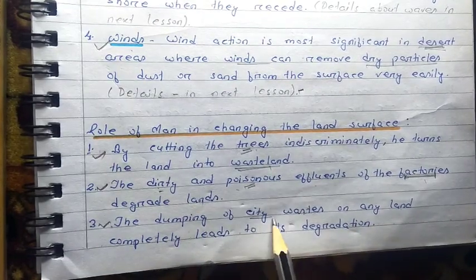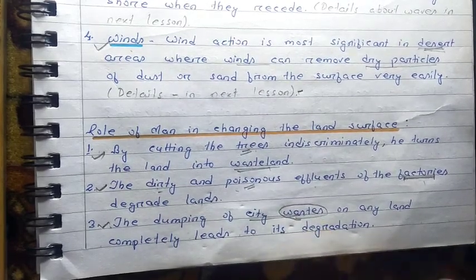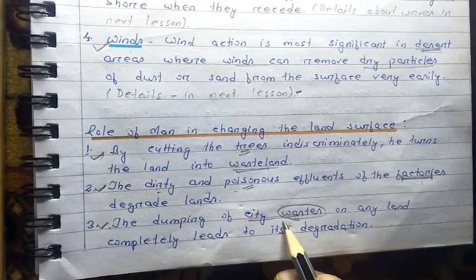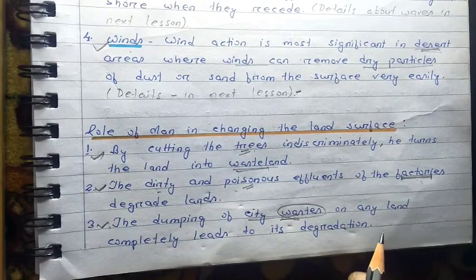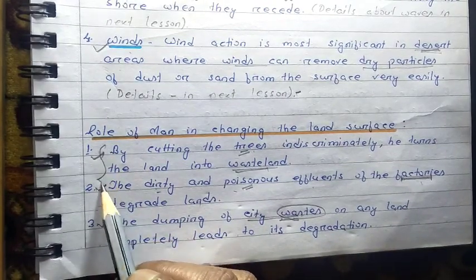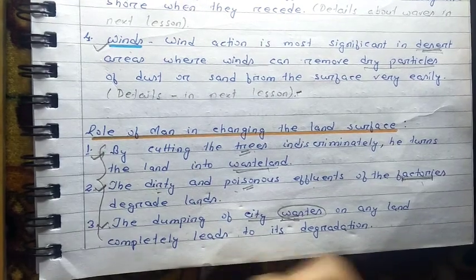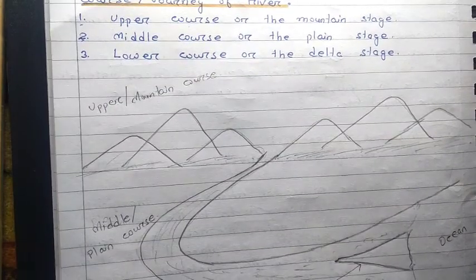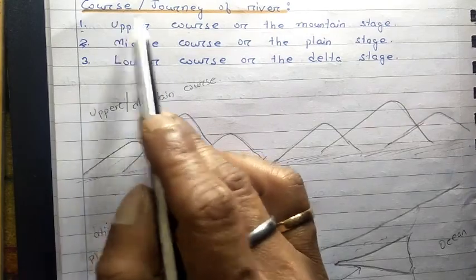City wastes. Every day we are creating so many types of waste, and if we throw these wastes in any land, that particular land will be degraded. So we can say the human beings, by our inhuman activities, are responsible to a great extent for the degradation of land. Now we are going to study the last part of today's class, the course or journey of a river.